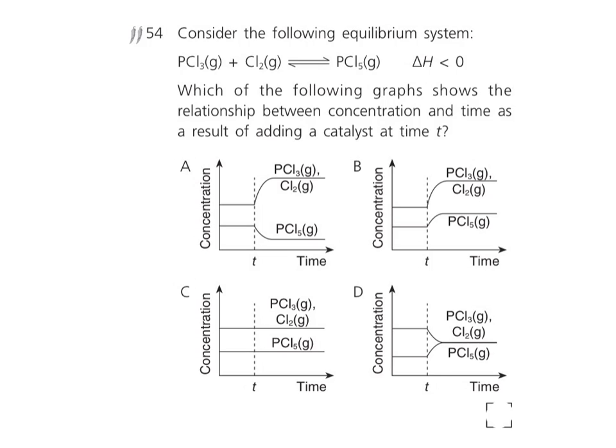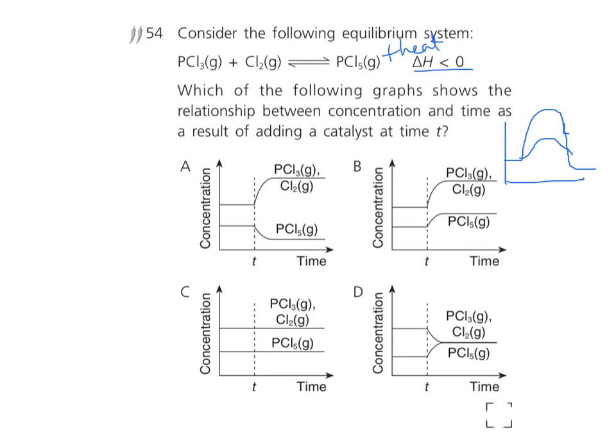We've got the equilibrium PCl3 and chlorine make PCl5, and it's again an exothermic reaction, so heat is a product. Which of the following graphs shows the relationship of concentration time as we add a catalyst at time t? Well, catalysts speed up the rate of reaction for both the forward and reverse processes. Remember, if you look at a potential energy diagram uncatalyzed, and actually this was an exothermic process, so I'll drop it down like that. If you look at the effect of adding a catalyst, remember that a catalyst lowers the activation energy, so we'd get something like this.